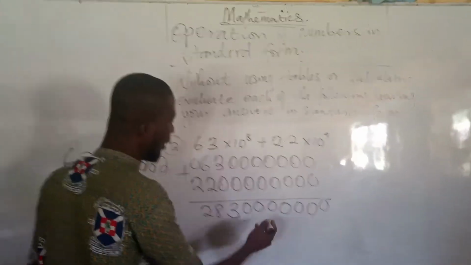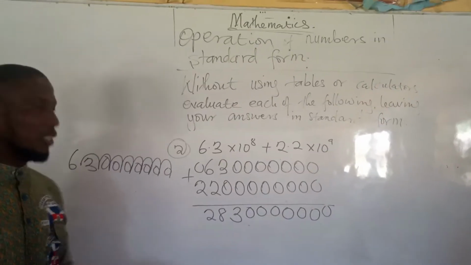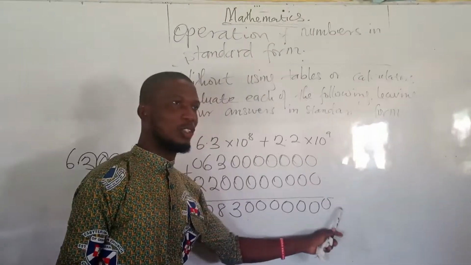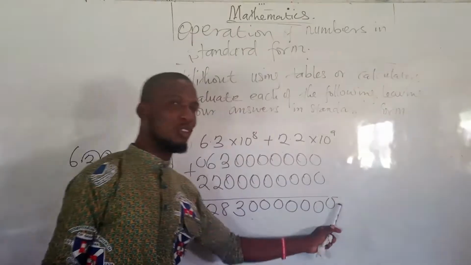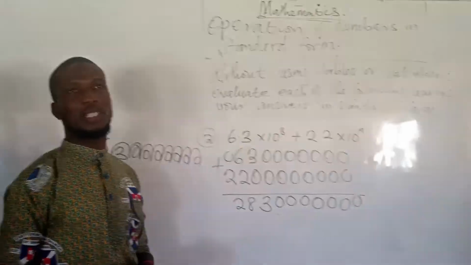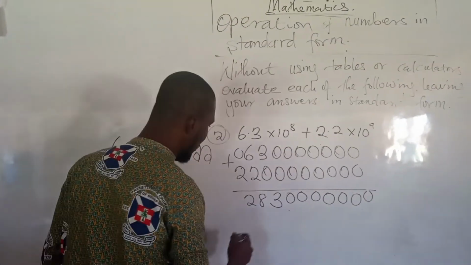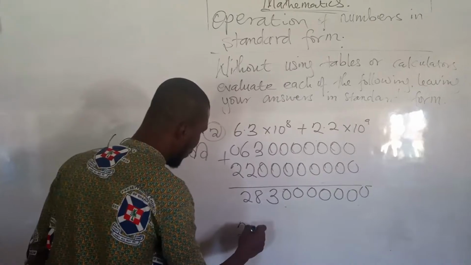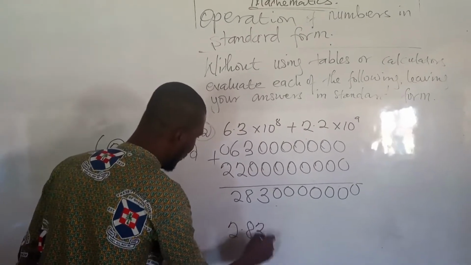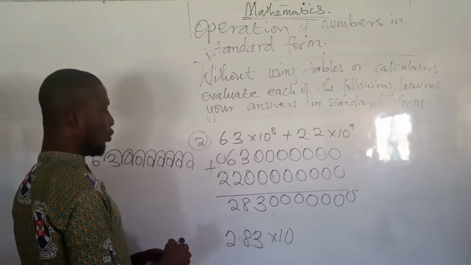So this is our final answer, but they say we should leave our answer in standard form. That means the point that is originally here, we are moving it all the way to come between the 2 and the 8, so that we can get our number in standard form. So that will give us 2.83, then times 10. We'll see how many times we are going to move.